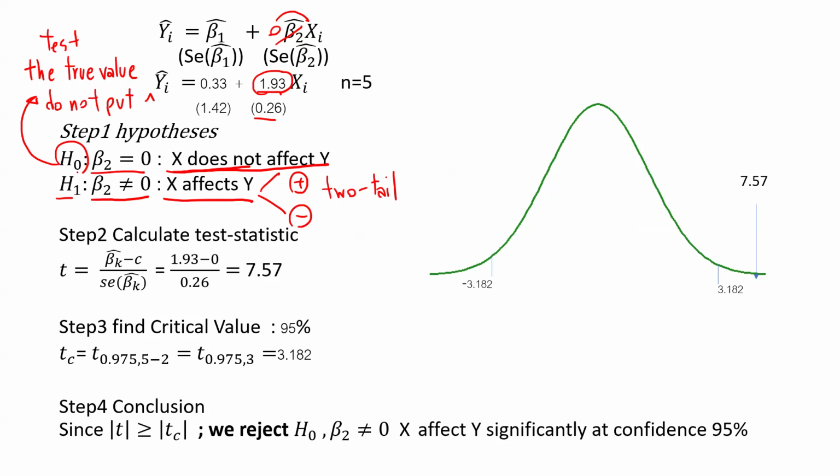Okay, that's why it's H naught: beta 2, not beta 2 hat. Beta 2 hat, we already know that we estimated is 1.93. But we would like to know whether the real value is zero or not zero.